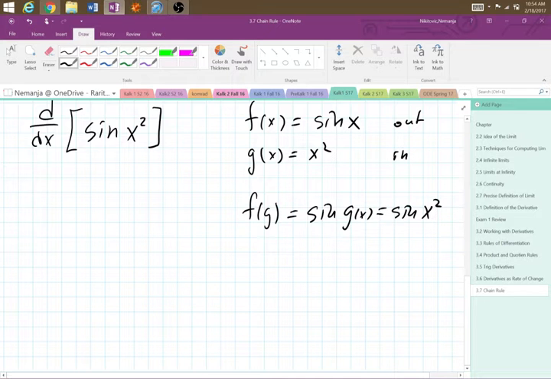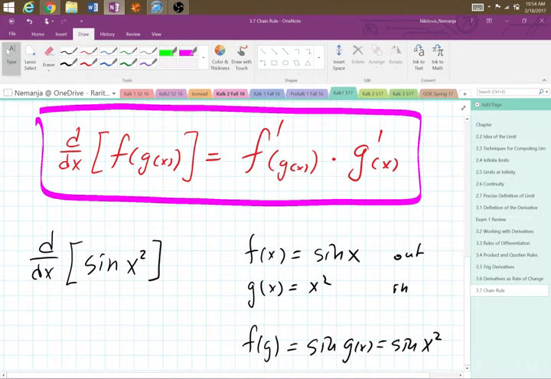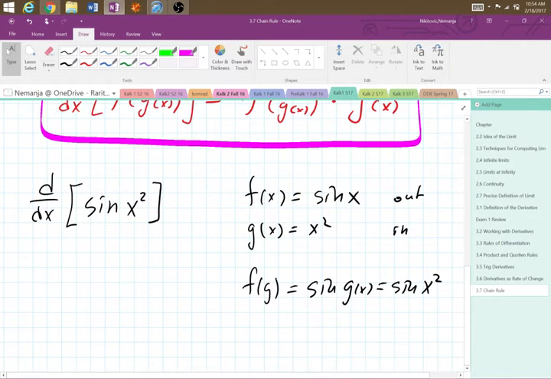And the formula calls for the derivative of the outer function. Now what's the outer function, and what's its derivative? Cosine. But we have to keep g of x plugged in. So what is this equal to? The derivative of sine x is cosine x. The derivative of sine x squared is cosine x squared, okay?